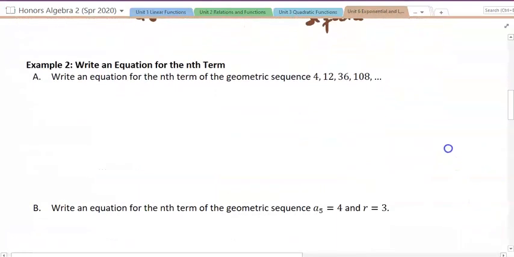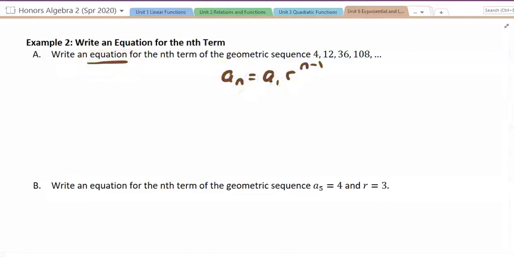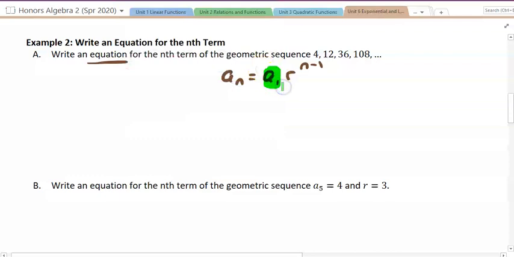And so look at example 2. A couple of examples here. I want to write an equation for the nth term of the geometric sequence. And we're given 4, 12, 36, and 108, and the sequence continues. And so when we want to write the equation of this, we want it still in this same form. A sub n is equal to a sub 1 times r to the n minus 1. And we're going to put a number in for the a sub 1. And we're going to put a number in for the r. But we're not going to put anything in for the n, because we want this equation to be open-ended so that I can find any term of this sequence.